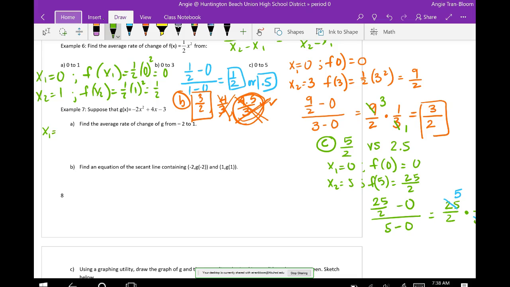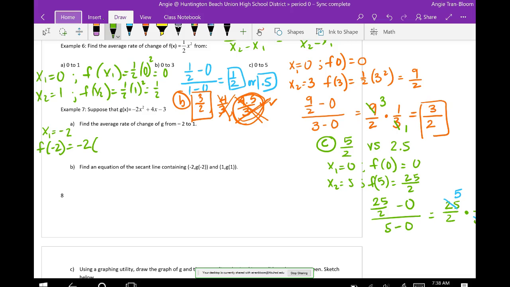On example 7. Sounds like a good one. Okay. Let's find f of x1 then. So f of -2 is... Emily T, how would you find f of -2? What would you do to find it?